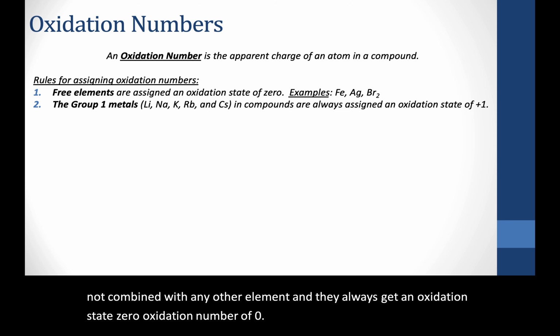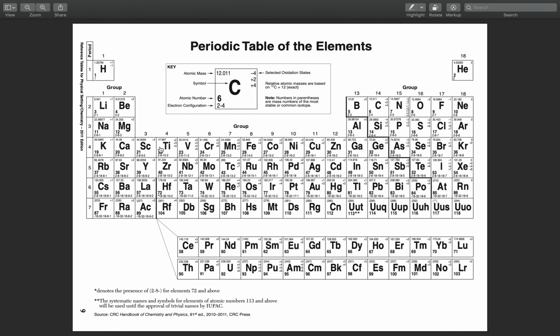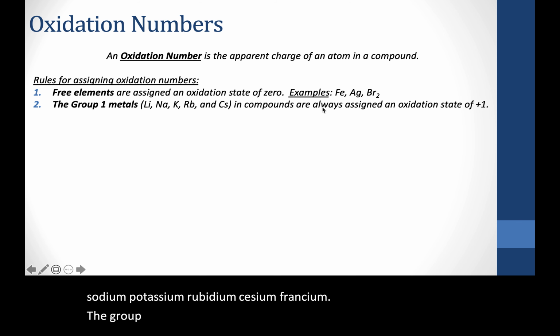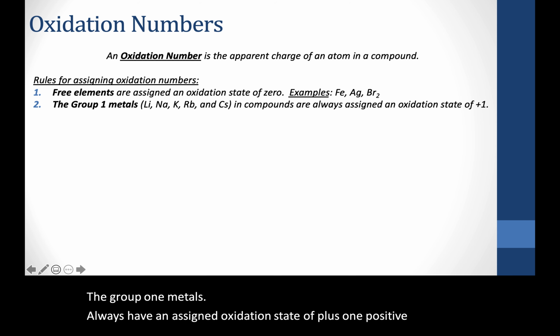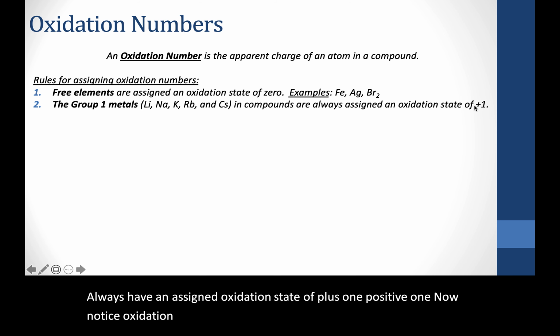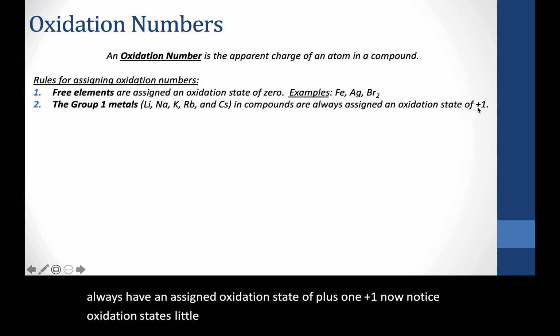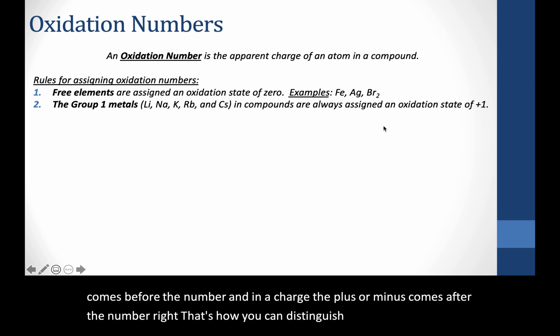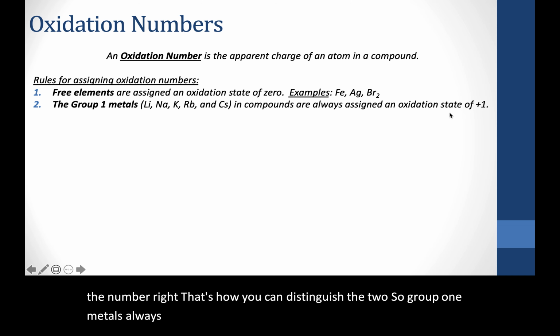Okay, the group 1 metals. Remember, group 1. You should always have this handy, right? Group 1 is here. So you ignore hydrogen. We've got lithium, sodium, potassium, rubidium, cesium, francium. The group 1 metals always have an assigned oxidation state of +1. Now notice oxidation states, the sign, the plus or minus, comes before the number, and in a charge, the plus or minus comes after the number, right? That's how you can distinguish the two. So group 1 metals, always a +1 charge, or a +1 oxidation state.